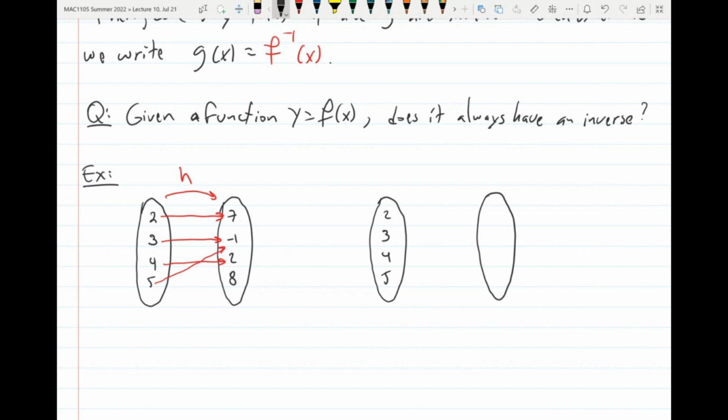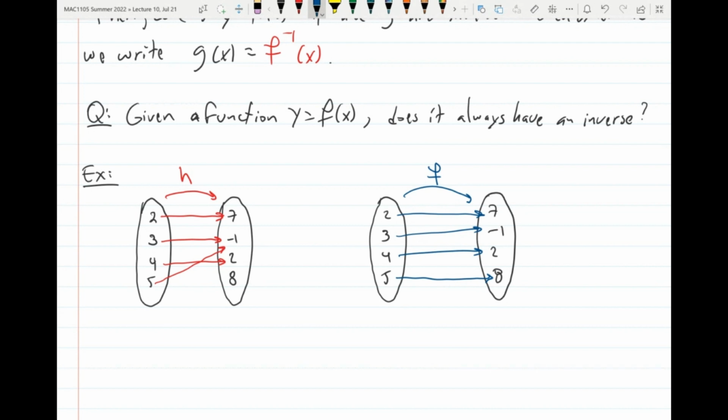Again, same domain, same codomain. So let's call this one f. And then let's do 2 goes to 7, 3 goes to -1, 4 goes to 2, 5 goes to 8. So first of all, what's the difference between f and h? Yes? h sends 5 to -1 and f sends 5 to 8. Okay, so these are different functions. Do you understand this? Okay, good.